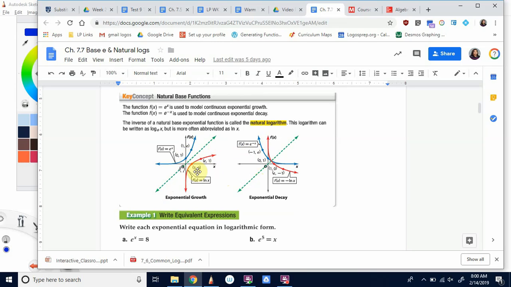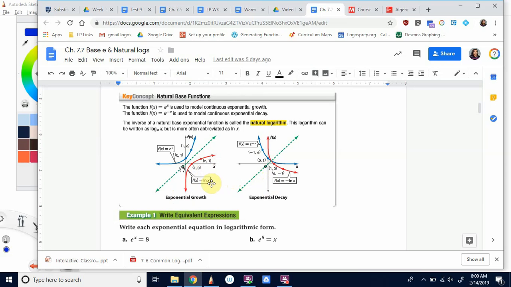Now, you see the line y equals x, they reflect, and they show us the natural logarithm, which we said are inverses of the natural base exponential function. We call it a natural base because e is a natural base number. That's all it means, an exponential function with the base of e, which has a value of 2.71. The growth uses (1, 0) and (e, 1) because they're inverses of each other, and this one is going to be (1, 0) and (e, -1).